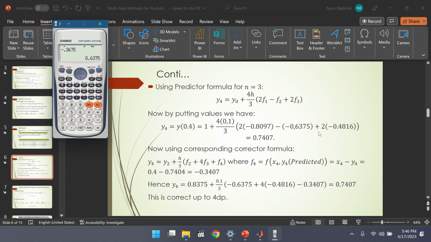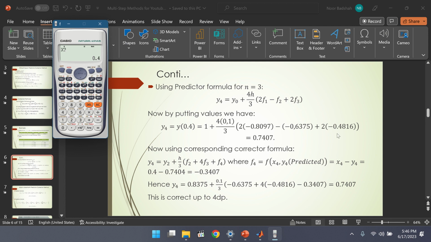Okay, sorry, I had written it incorrectly. 0.6375. And then it will be asking for c. So the c is what? It is minus 0.4816.